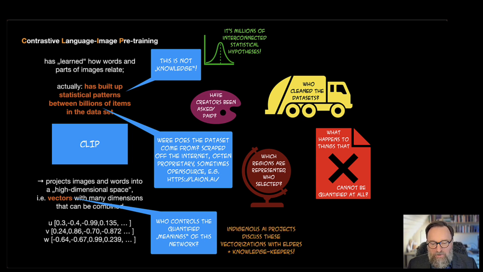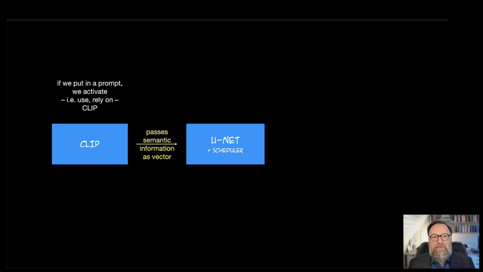Interestingly, in our work, we found indigenous artificial intelligence projects that discuss these vectorizations, these numbers, and the relations of these vectors with elders and knowledge keepers in order to make sure that the interconnections between the concepts are culturally graceful, make sense. But of course, this takes a lot of time. It's a tedious and slow process, and it's not a process for making quick money with AI. Okay, so much about this CLIP technology.